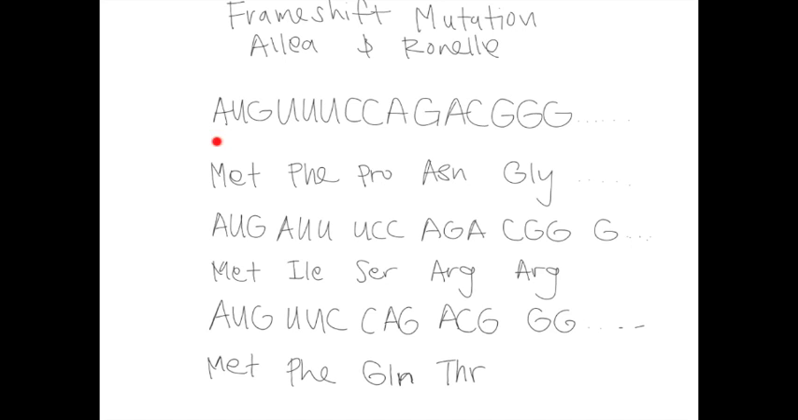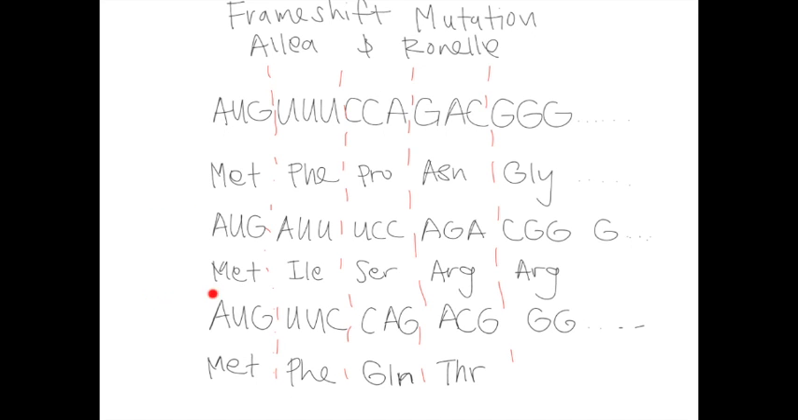The first three nucleotides make up a codon, which is read by a ribosome and coded for methionine. The next three code for phenylalanine, the next three code for proline, and so on. Frameshift mutation occurs in the DNA strand, where a nucleotide is either inserted or deleted.